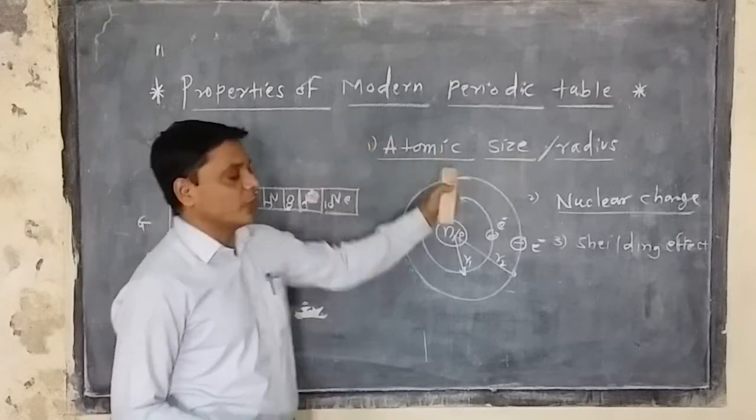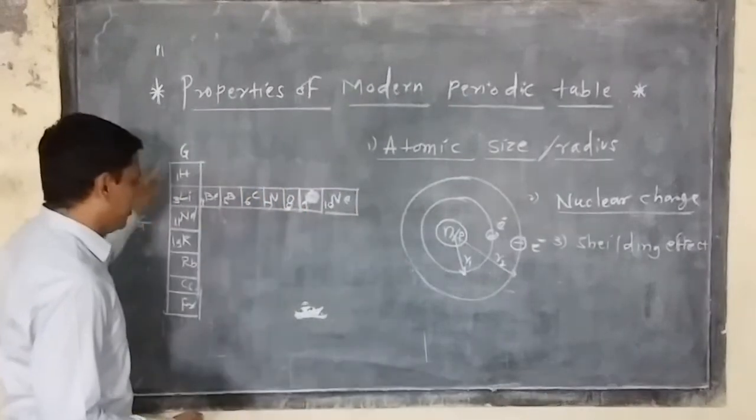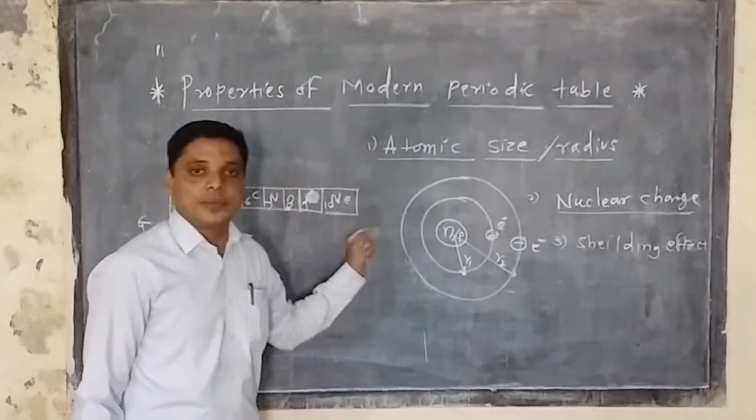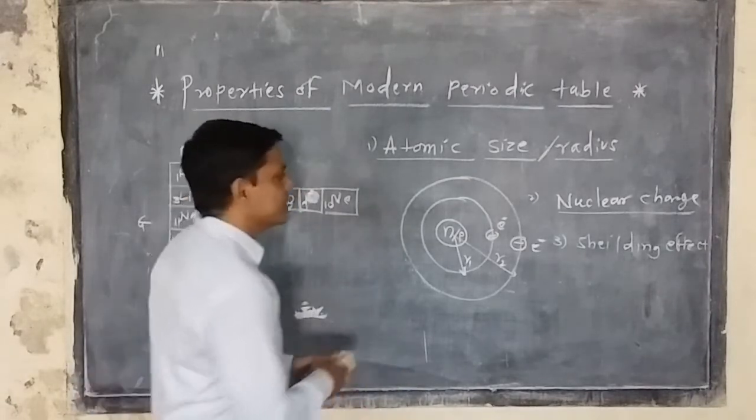So in the case of atomic size and atomic radius, from top to bottom atomic size increases, while from left to right along a period, atomic size decreases. Now this is the first factor.